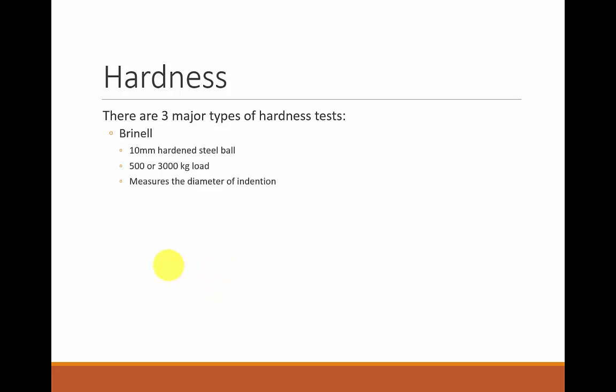And there are three major types of tests. One of them is the Brinell test. That one has a very specific way of testing. You take a 10 millimeter hardened steel ball, and then you apply either a 500 kilogram or a 3,000 kilogram load, depending on the type of test. And then you measure the diameter of how far that steel ball drove into whatever you were loading it. So you take your specimen, you put this hardened 10 millimeter ball on it, you push that ball with 500 or 3,000 kilograms, and then you measure and see how far in it indented.